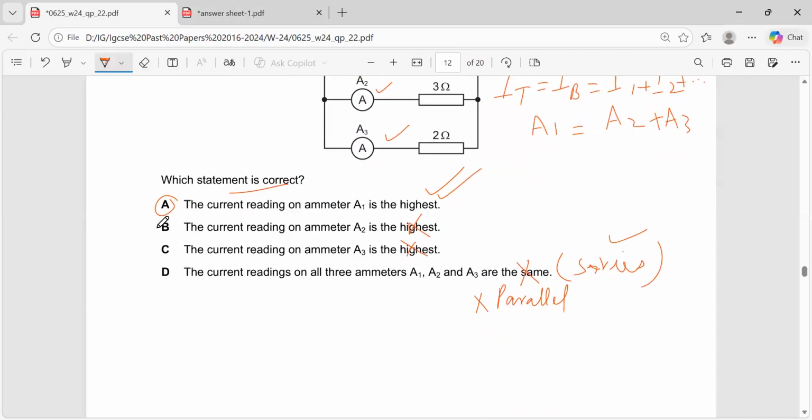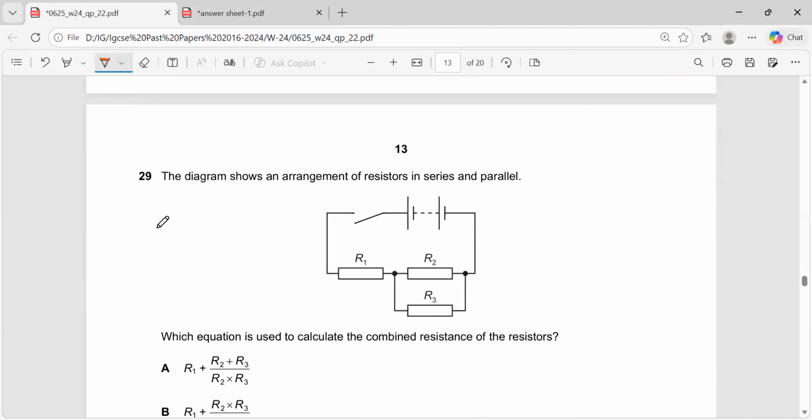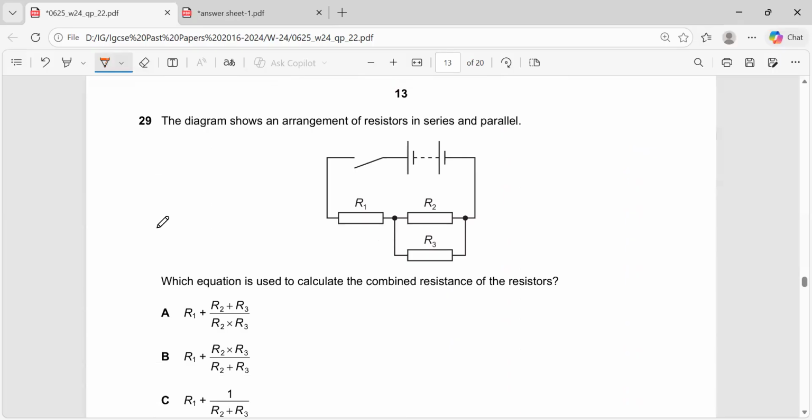Now, dear friends, 29. Yeah, this is simple, if you know the combination. The diagram shows the arrangement of resistors in series and parallel. Which equation is used to calculate the combined resistance of the resistors? No problem. First of all, let's see what will be the resistance for these two. They are in parallel.